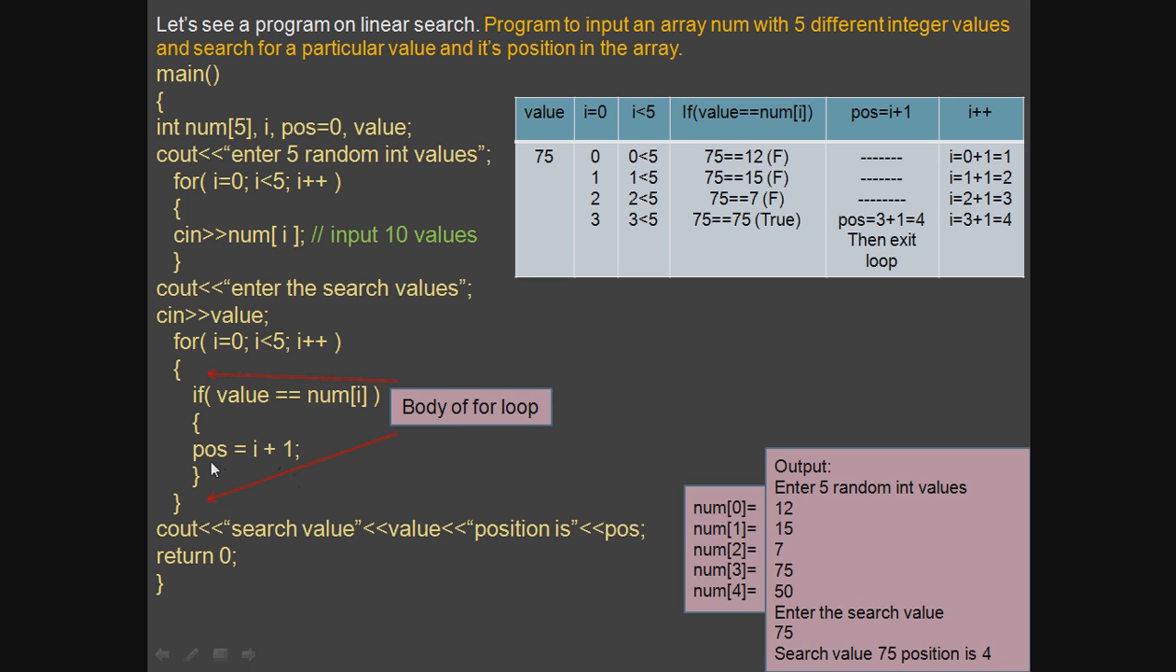If suppose you write here position equals i, then it will be 3, right? So you will get the wrong position, because the position is 1, 2, 3, 4. If i is 3, then num[3] will be 75. In terms of index, it will come out correct, but in terms of the textual representation, it won't come out correct. So that's why here it's written i plus 1.